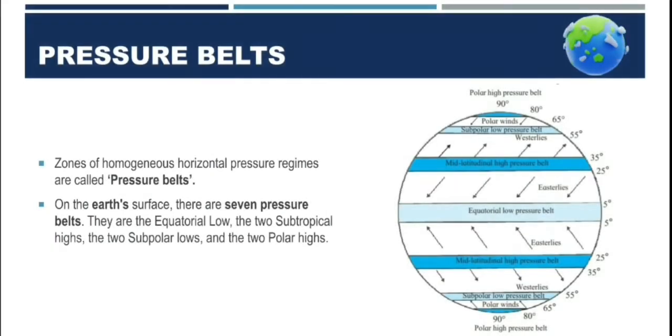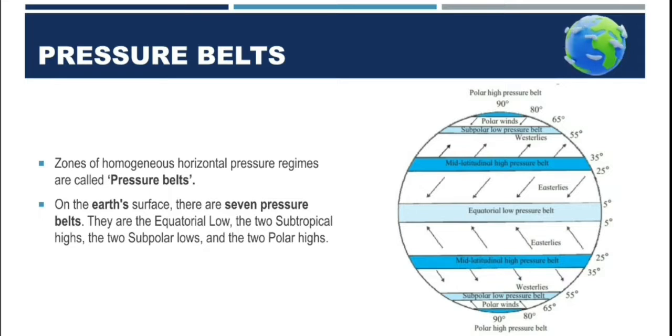Now we can go into our main topic, that is the pressure belts. On Earth's surface, atmospheric pressure is not distributed uniformly. There are global variations induced by thermal factors of temperature and dynamic factors of pressure. Hence, it is divided into separate pressure regimes having uniform characteristics. It is called the global pressure belts.